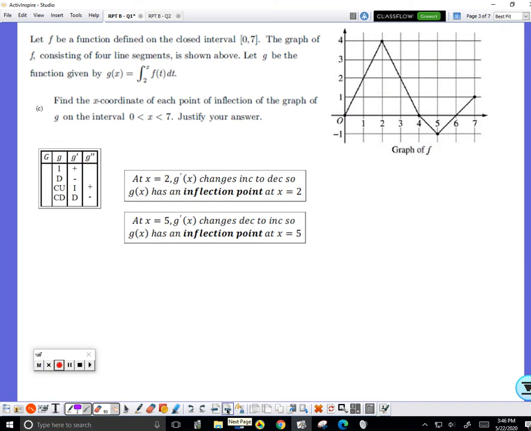Okay. Find the x-coordinate of each point of inflection on G. So I'm right here. G has a point of inflection when G changes concavity, or G prime changes increase to decrease. So I already figured out that this is G prime. So right here, G prime changing increase to decrease, right here as well. You get 1 point for each, total of 2.